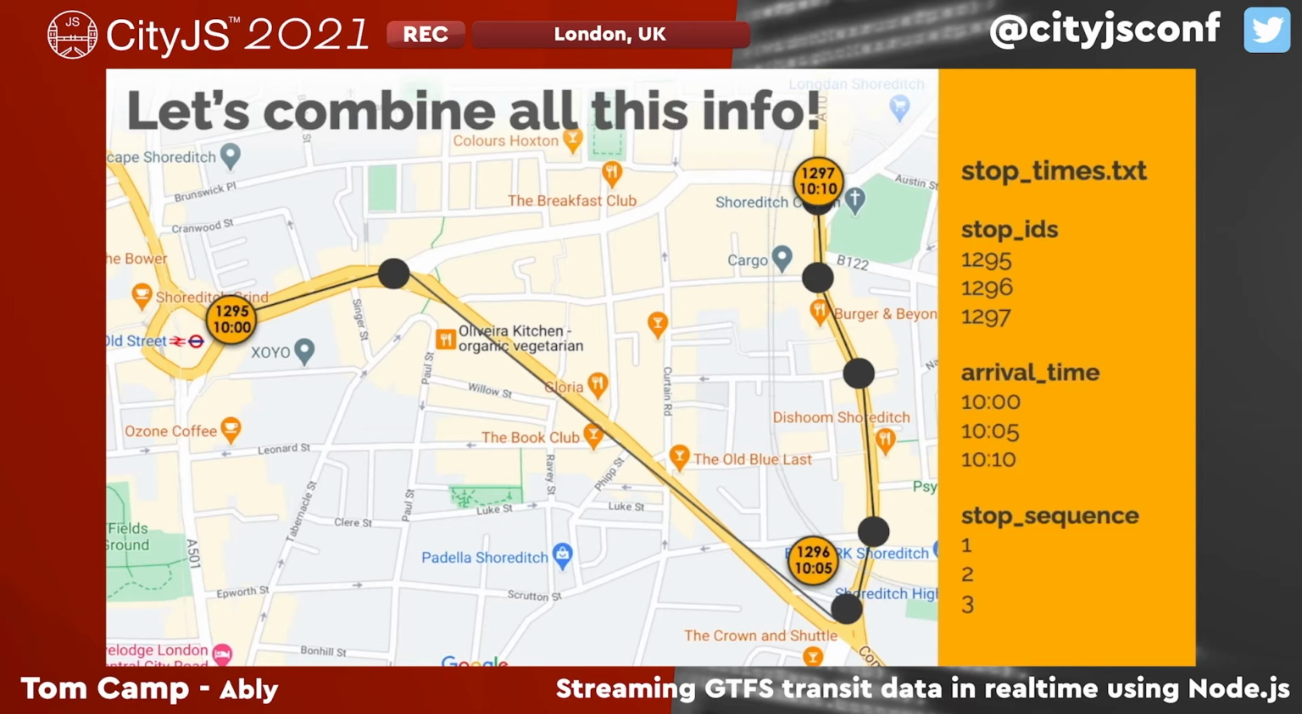Next, we add the stop times, which again just lets us know what time on this trip a vehicle will be stopping at each of these stops. And with all of that, we've kind of got all the information we need.